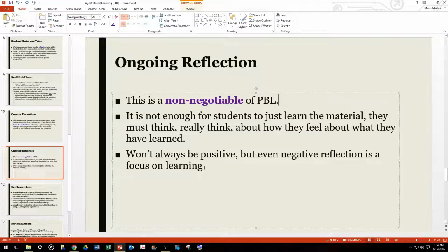How does it affect these things? And the reflection won't always be positive. And that's okay, because even a negative reflection means that they are having a reaction. And that reaction comes from thinking. So even if it's not a positive reaction, that's okay. We can accept a negative reflection as long as they have a reason for it, as long as they can justify their negative reflection, which shows that they are thinking.